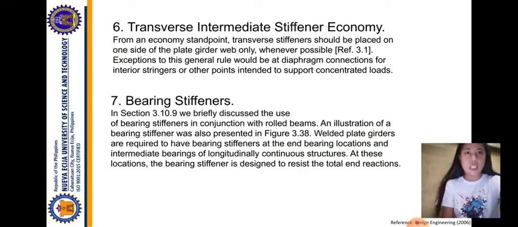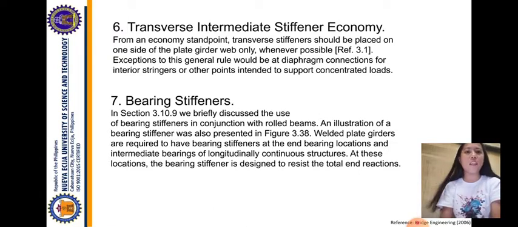Number 6. Transverse intermediate stiffener economy. From an economy standpoint, transverse stiffeners should be placed on one side of the plate girder web only, whenever possible. Exceptions to this general rule would be at diaphragm connections for interior stringers or other points intended to support concentrated loads.